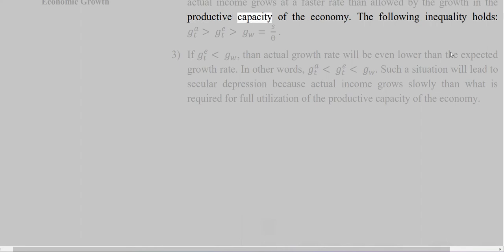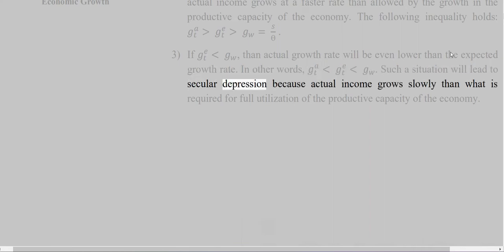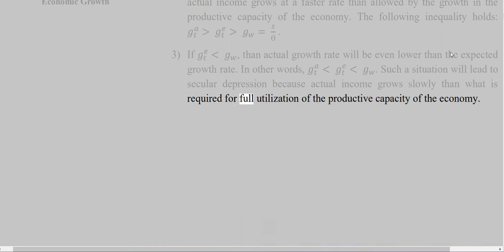actual income grows at a faster rate than allowed by the growth in the productive capacity of the economy. The following inequality holds. 3. If the actual growth rate is below the warranted growth rate, then actual growth rate will be even lower than the expected growth rate. In other words, such a situation will lead to secular depression because actual income grows more slowly than what is required for full utilization of the productive capacity of the economy.